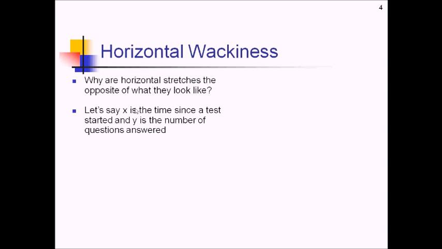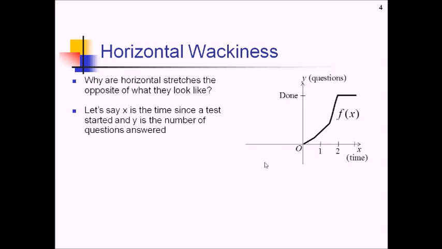Now, a lot of people have trouble wrapping their minds around this idea of horizontal changes being opposite of what you expect. So I'll make an attempt to explain the intuition behind this. Why are horizontal stretches the opposite of what they look like? Let's say that we have a function, f of x. Let's say x is the time since a test started, and y, or f of x, is the number of questions answered. So you're taking this test, and as time goes on, you're answering more and more questions. Let's say it's a 2-hour test. So as you get closer to that 2-hour mark, you increase your rate of question answering until you are done. This is the y value, done.